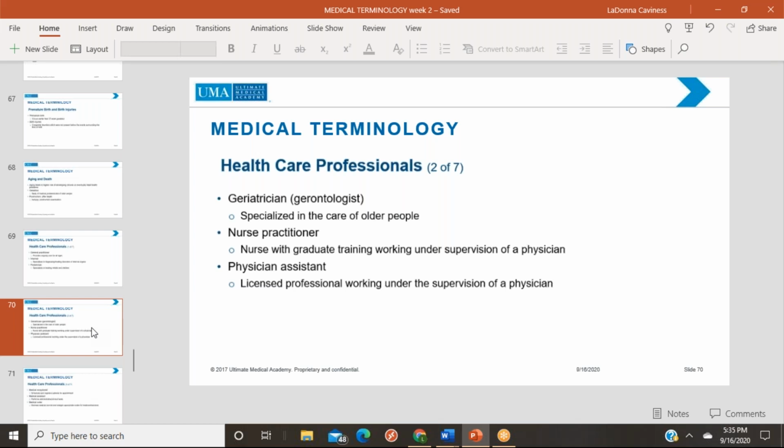Nurse practitioners are nurses with graduate training working under the supervision of a physician. So nurse practitioners can treat patients just as an MD or a DO would. Your physician assistant, here's another licensed professional working under the supervision of a physician, and they also can treat patients. They see patients as an MD or a DO would.